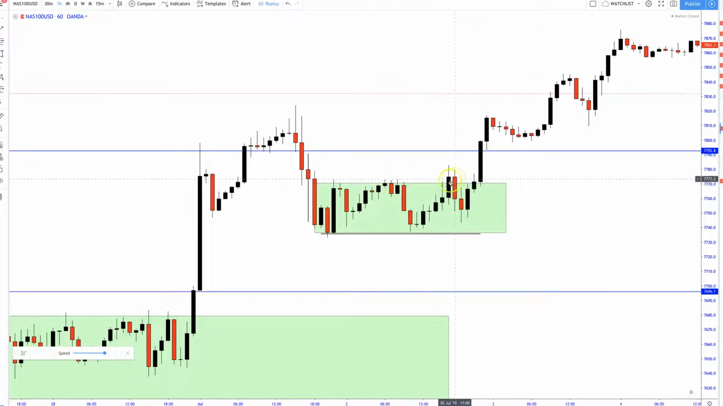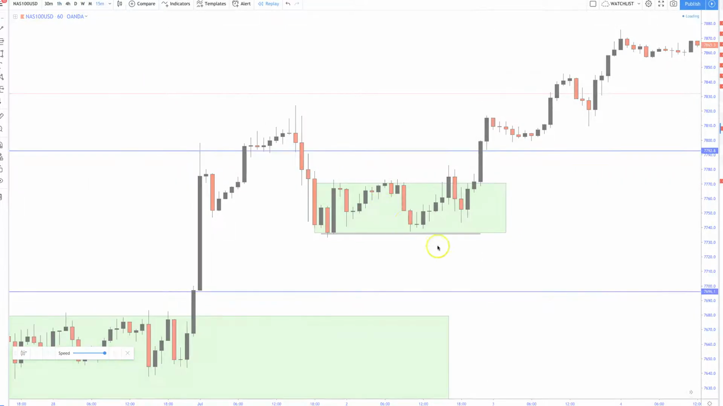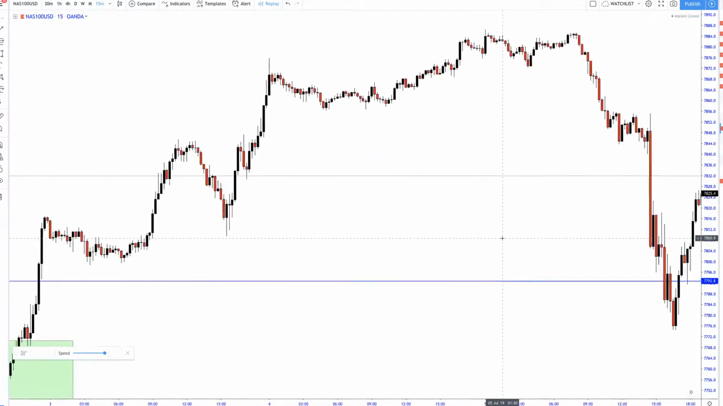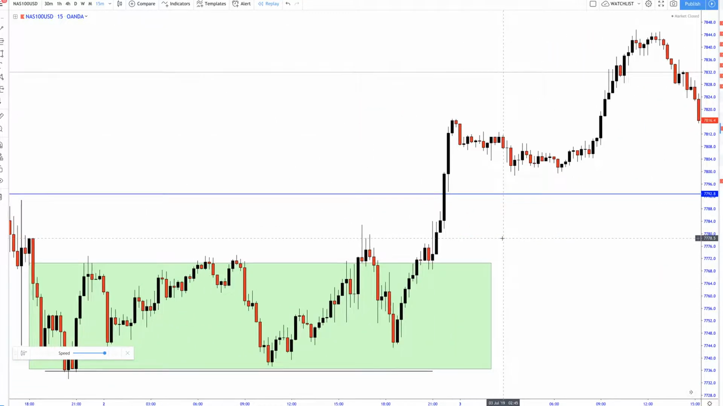Over here, broke out, close. What do we wait for? Retest. Boom, back inside the box, no trade. Sit on our hands. Boom, boom, boom, breakout. When it breaks out, what do we do? We go to the 15-minute. So it broke out over there on the 15-minute. We got a retest.